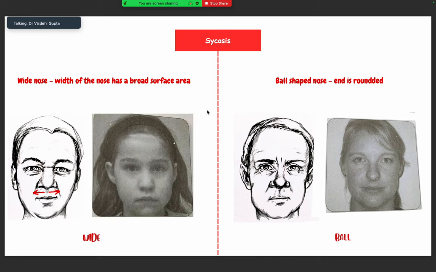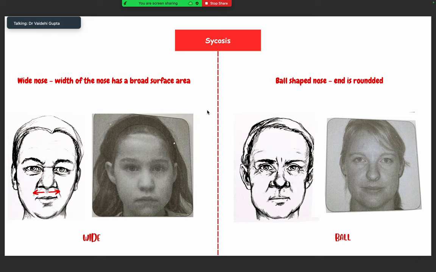Sycosis. There are two features of Sycosis: wide nose and ball-shaped nose. Wide nose: the width of the nose has a broad surface area. When the width of the nose is quite large, big, it is called wide nose, and it covers a broad area. And ball-shaped nose: when the tip of the nose is rounded and looks like a ball, it is called ball-shaped nose. The end is rounded.